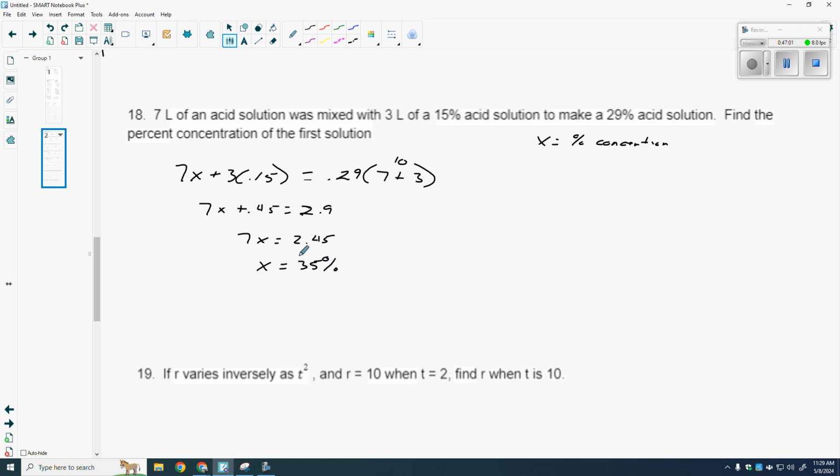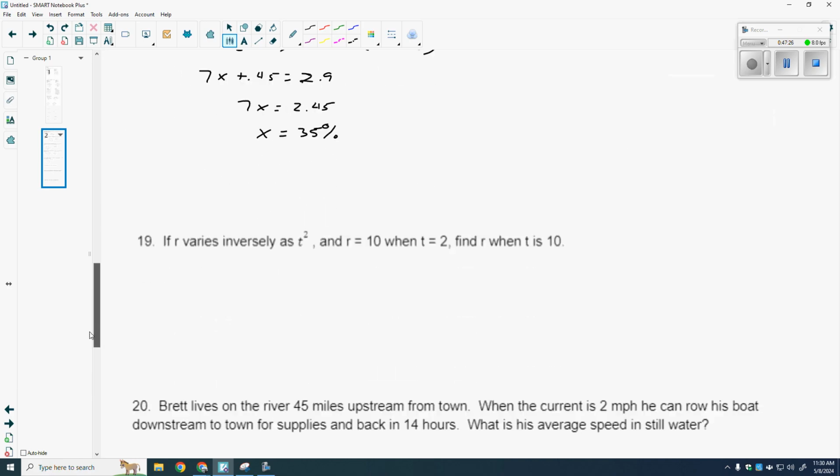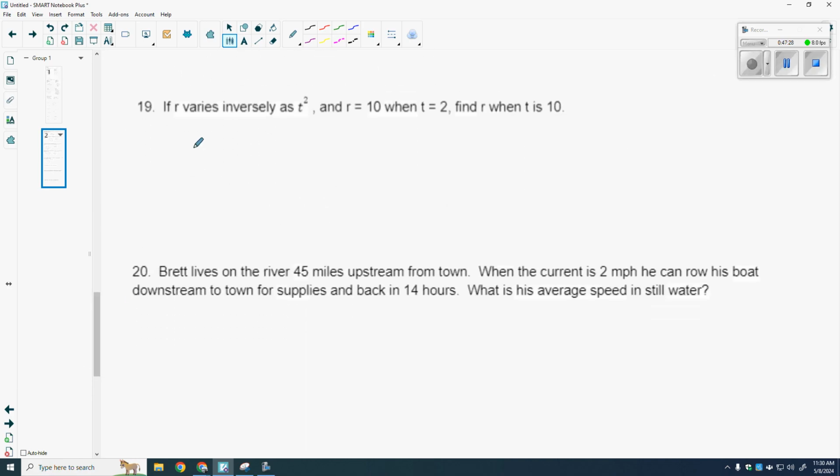So once again, here's my thought process. I have an amount times a percent for the first mixture, plus an amount times a percent of the second mixture equals an amount times a percent of the total solution that we have. That's your thought process. I can't say every time, but almost every time that's your thought process for the mixture type problems.